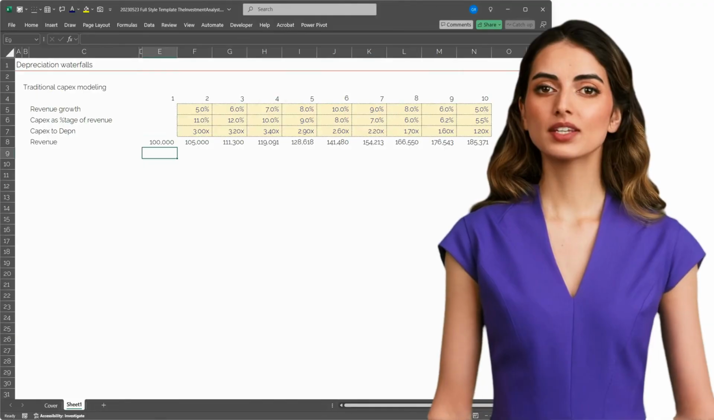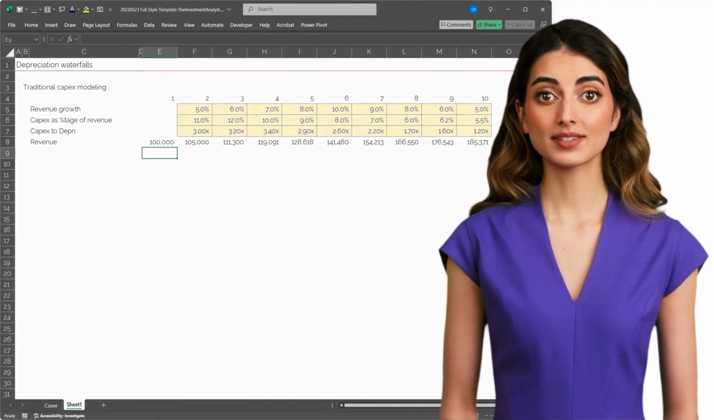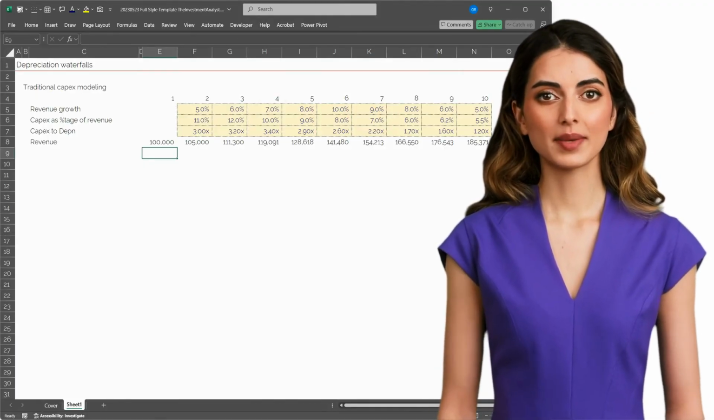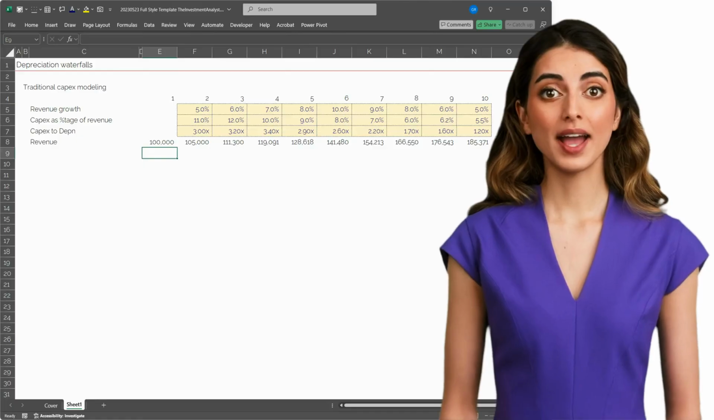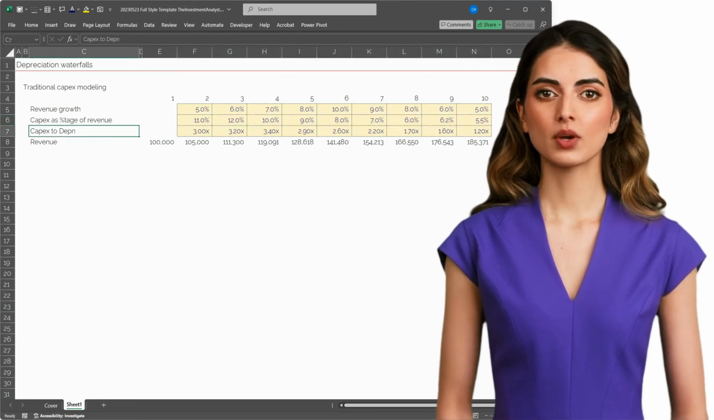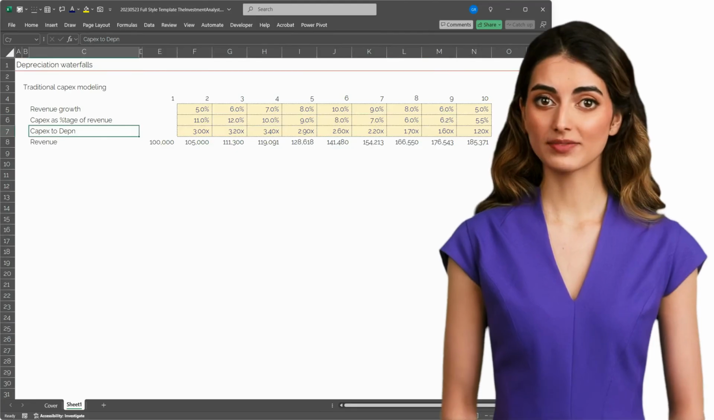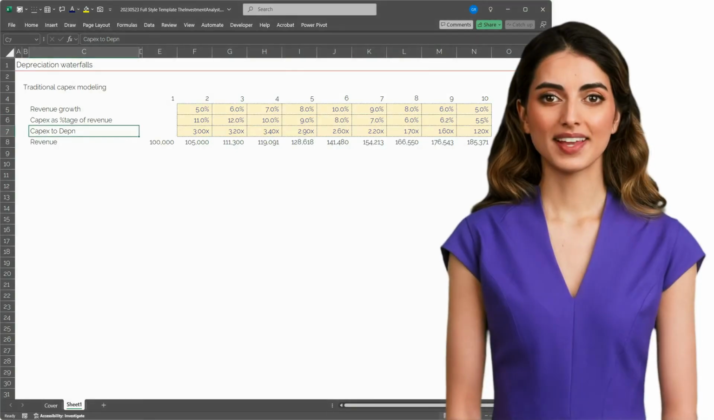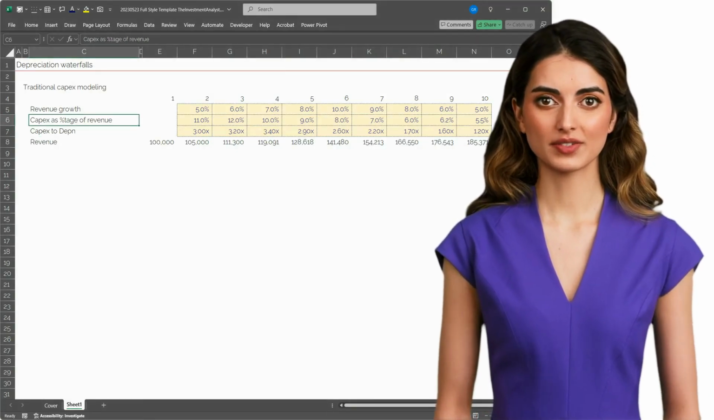In this video, I quickly want to take you through how analysts forecast Capex and depreciation. They typically use these two drivers: Capex as a percentage of revenue driver and a Capex to depreciation multiple. The Capex to depreciation multiple will drop depreciation out of the Capex forecasts. Now let's discuss each of these ratios.